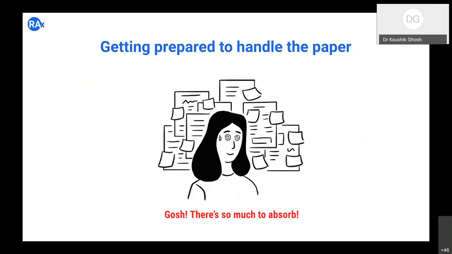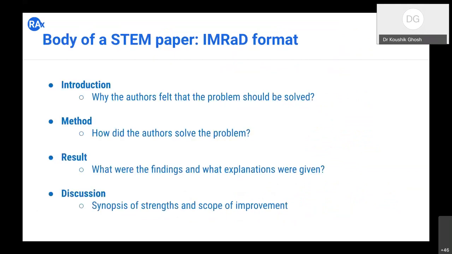So now, getting prepared to handle the paper. Usually the body of a STEM paper, and I have seen in many social sciences and even in some disciplines of humanities, has an analogous format. You have the introduction, where the focus is why the authors felt that the problem should be solved. When you're reading an introduction, what you should ask yourself is: let's say you are reading my paper, why did Sourish feel that the problem should be solved, and are you convinced about my answer? Did you get that from my paper? That is the key thing you should look for when reading the introduction.